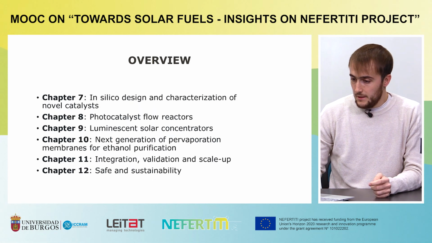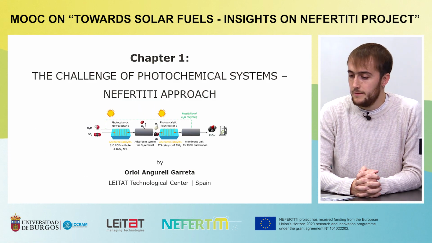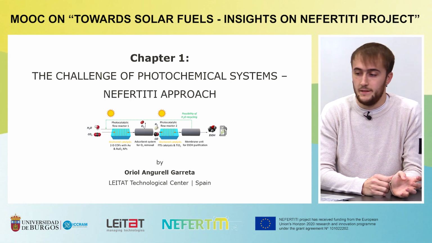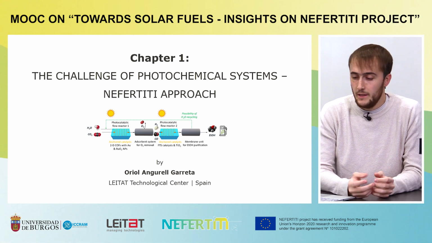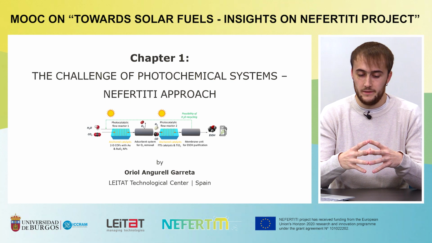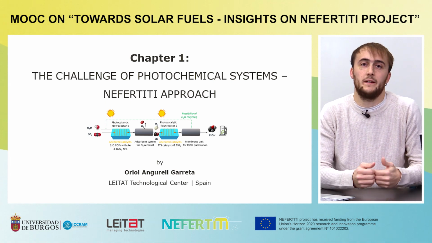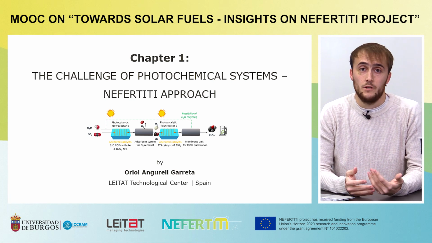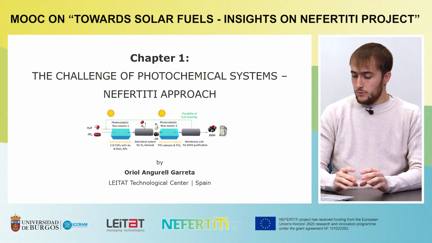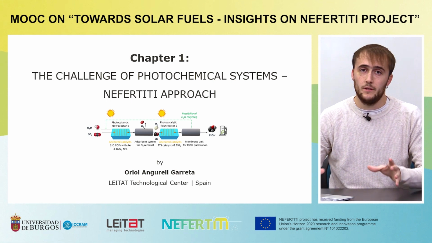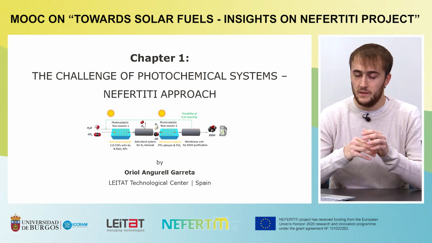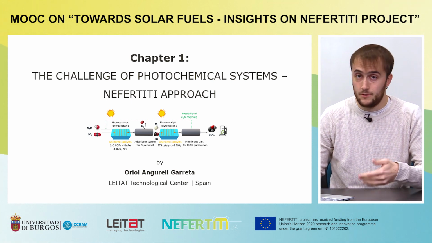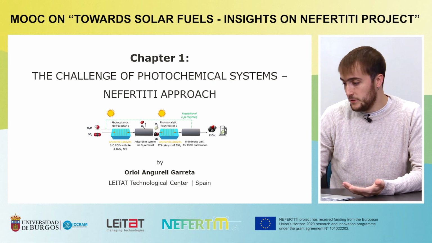Starting with the first one, the first chapter will be about the challenge of photochemical systems, and more precisely the Nefertiti approach, what we will do in the project. We will view the general picture of the project, and we will see how we aim to transform water and CO2 into ethanol in this case, using only the sunlight. Once we present the general project, we will go into details and see what each partner does and which are the different key factors that will provide us success in this general goal of obtaining ethanol.